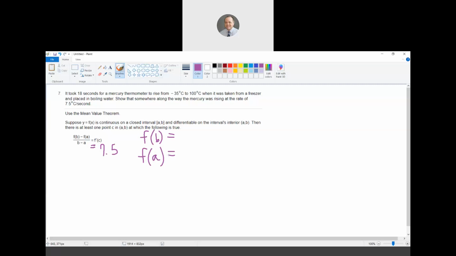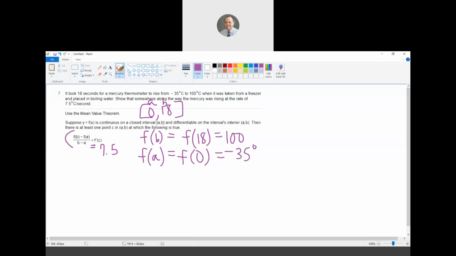So f of b, I had to think about it just a minute. Think back to our closed interval we found was from 0 to 18. So that means a is 0 and b is 18. So f of b, or f of 18, is actually 100 degrees. F of a is f of 0, and that is negative 35 degrees.